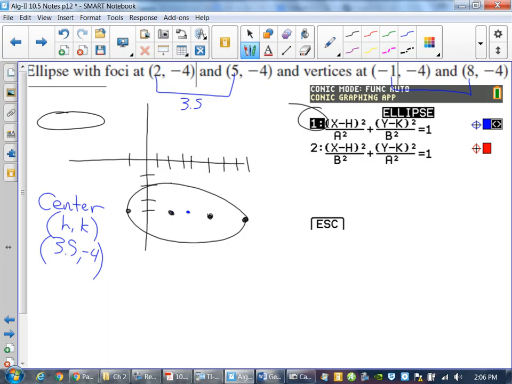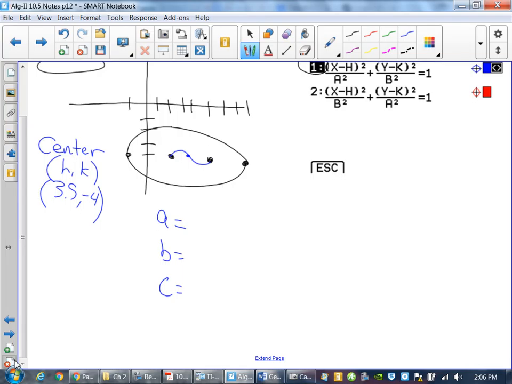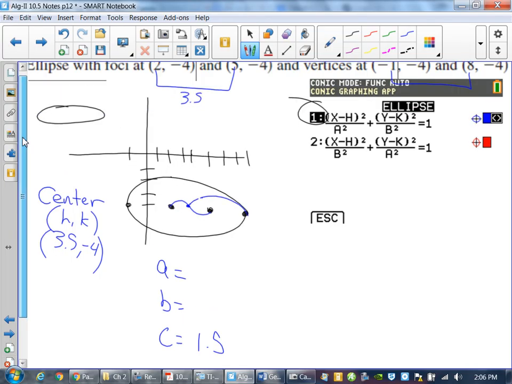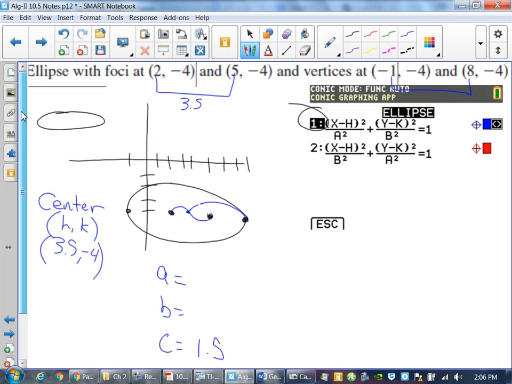Okay. How far is 3.5 from 5? 1.5, right? So the distance from the center to the focus is which value? Is it an A, a B, or a C? C. I also know the distance from the center to the vertex is either A or B? A. Going from the center to the vertex, 3.5 to 8, is how much? 4.5.